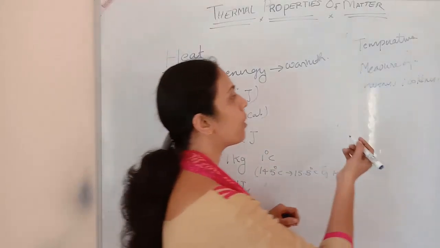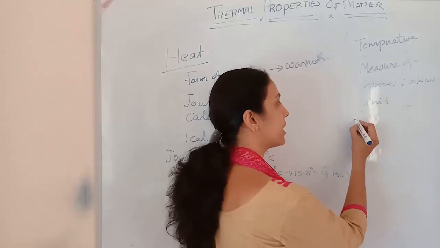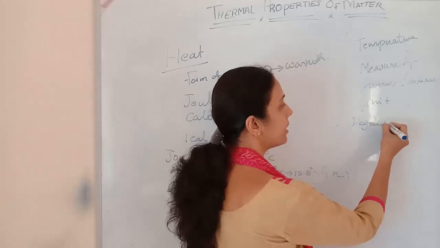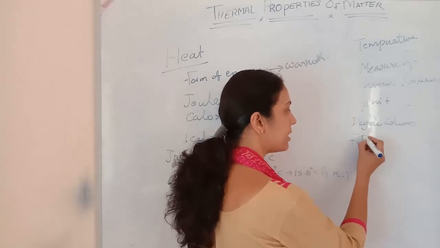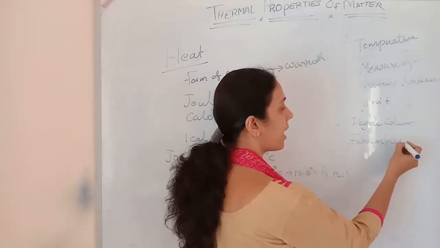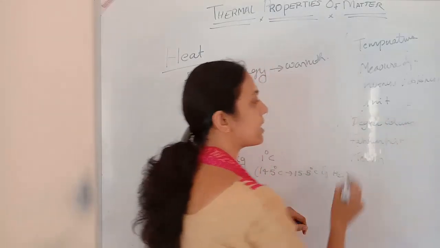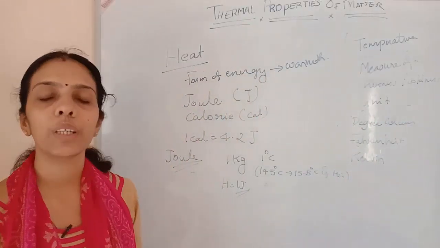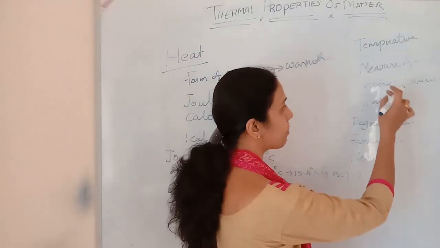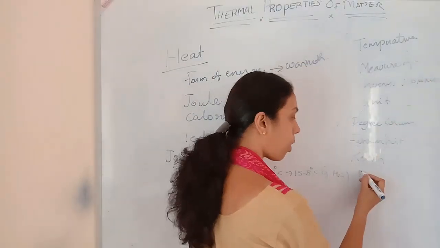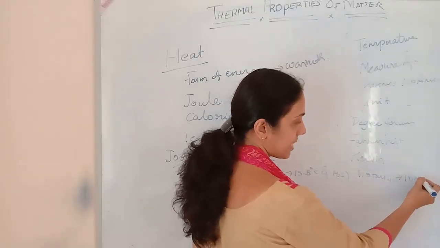Now, what will be the unit of temperature? Temperature has different units: degree Celsius, Fahrenheit, and the Kelvin scale. First we are going to consider degree Celsius and Fahrenheit. I told you it is about the measure of hotness or coldness. The maximum hotness value is 100 degrees Celsius, isn't it?